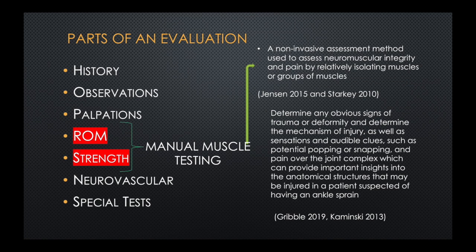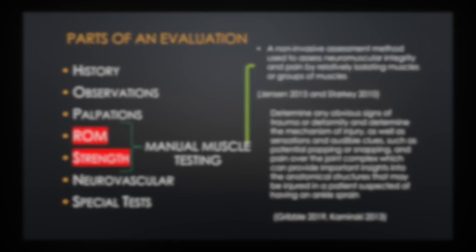The importance of doing an evaluation and including manual muscle testing in it is to determine any obvious signs of trauma or deformity and determine the mechanism of injury, as well as sensations and audible clues such as potential popping or snapping and pain over the joint complex, which can provide important insights into the anatomical structures that may be injured in a patient suspected of having an ankle sprain.